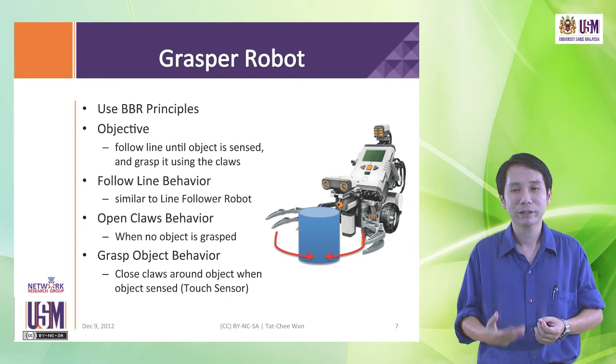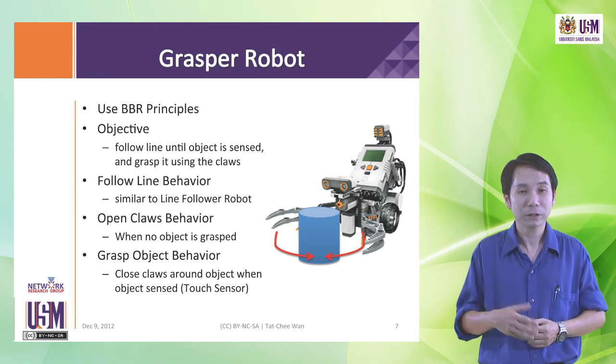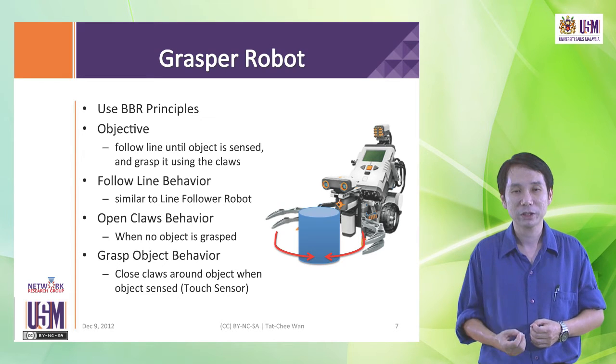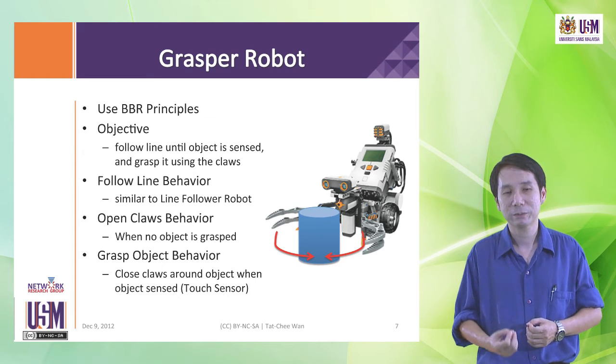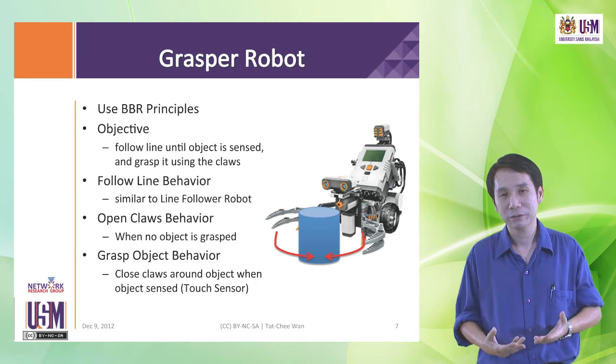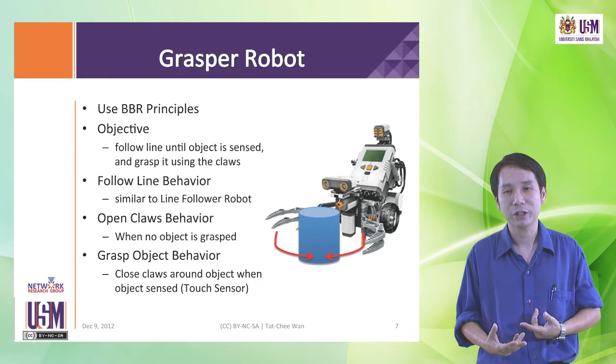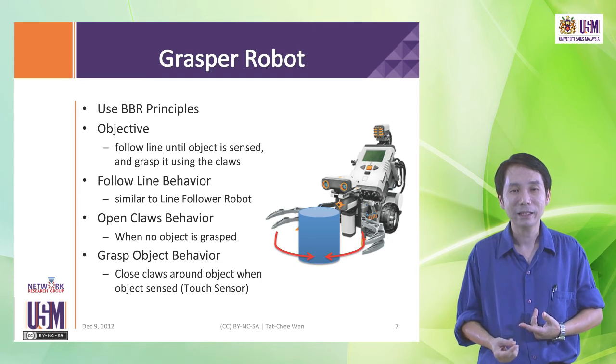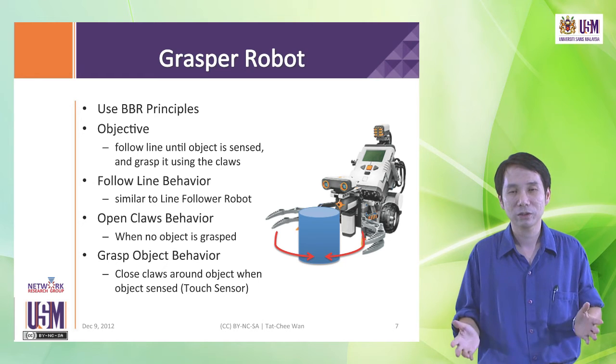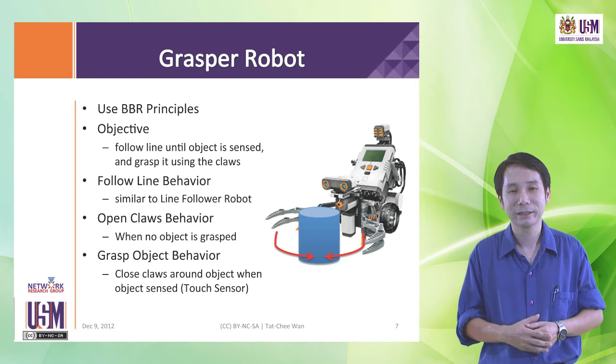Now we will look into the Grasper robot. First of all, we will use the behavior-based robotics principles for implementing the Grasper robot. What's the objective of Grasper? It is first of all to follow the line until you sense an object, which uses a touch sensor to detect it, and then grasp it using the claws. The claws will close around the object to hold it in place.